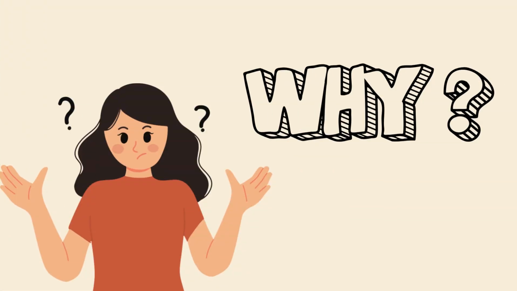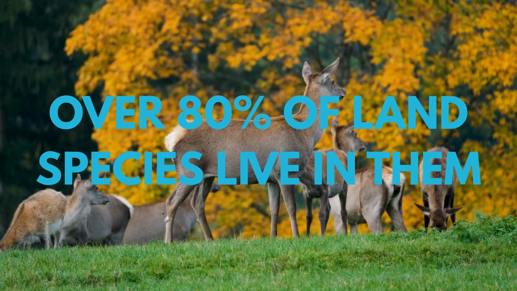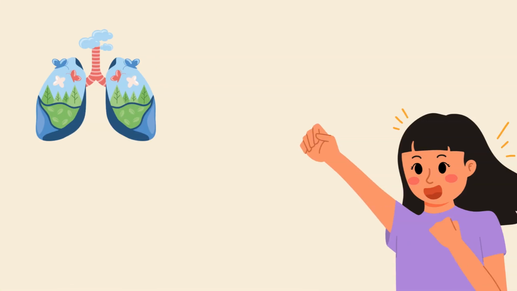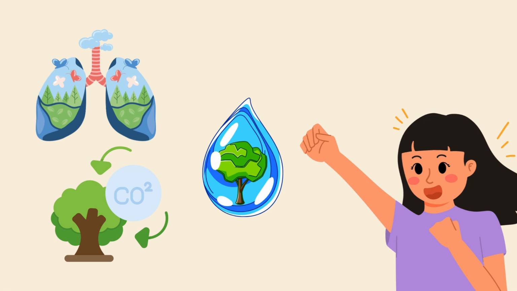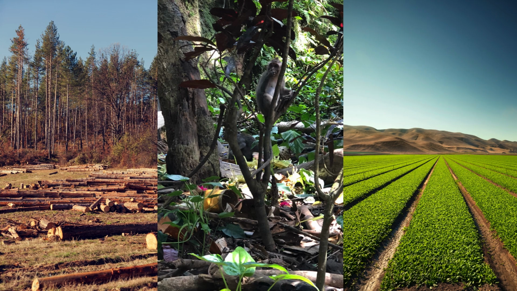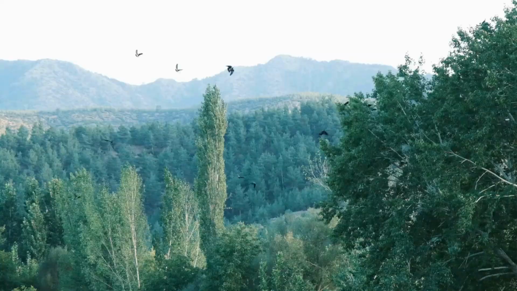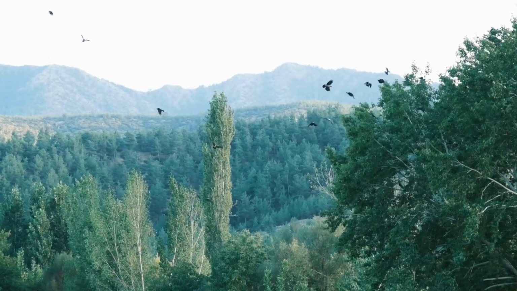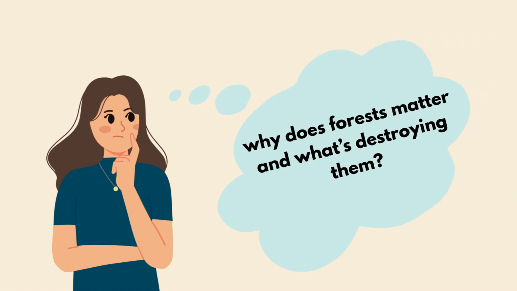Why does it matter? Well, forests cover about 1/3 of the Earth's land, and over 80% of land species live in them. They clean our air, store carbon, and supply fresh water. But right now, human activities like deforestation, pollution, and unsustainable land use are putting these vital ecosystems at serious risk. Here are the SDG 15 targets. SDG 15 is about managing land wisely so life on Earth, human and non-human, can thrive.